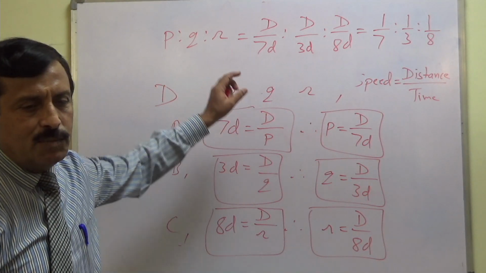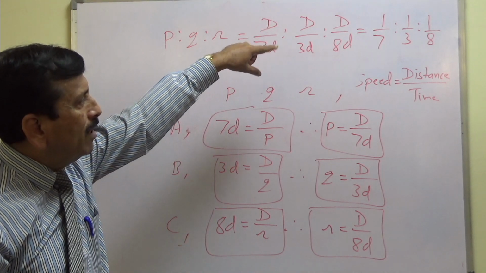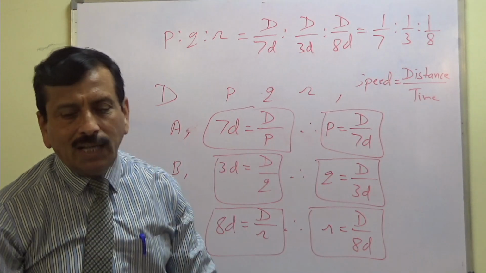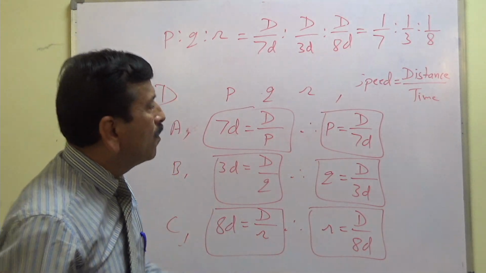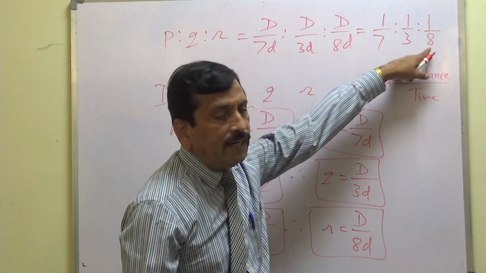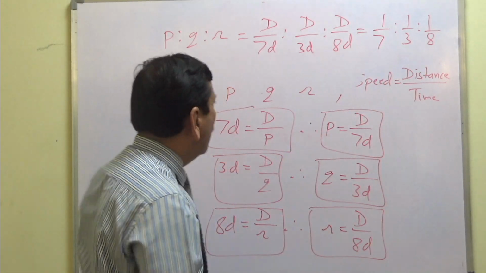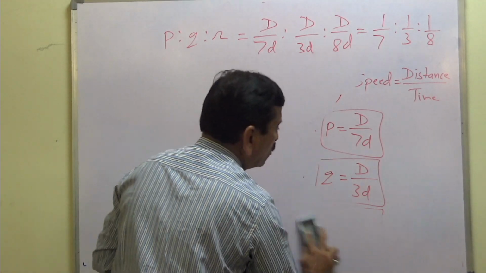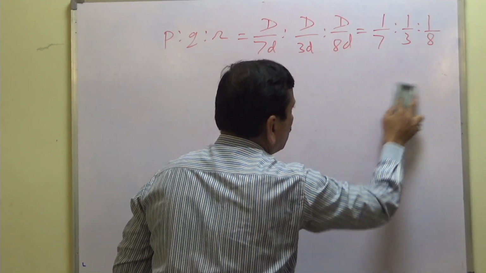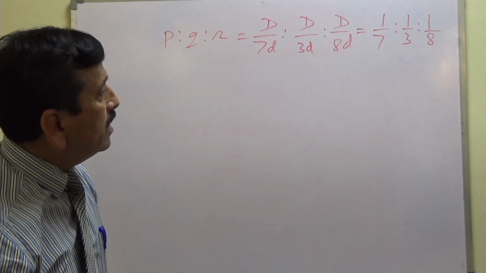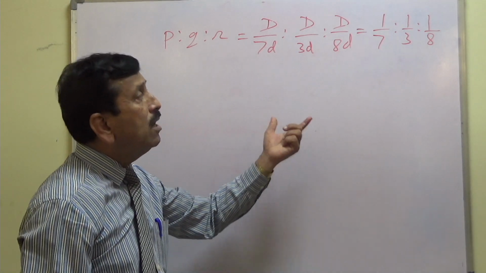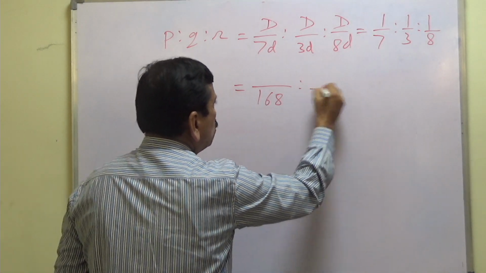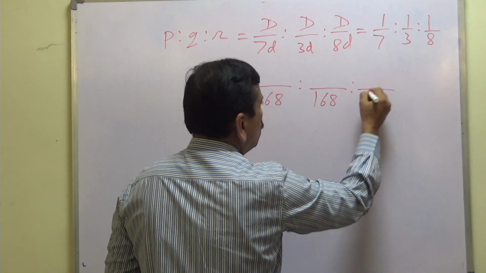So simply the times are proportional to 1 by 7, 1 by 3 and 1 by 8. Now try to find the LCM of this. There is nothing common in 7, 3 and 8, so the LCM will be their simple multiplication. We try to express the same thing in terms of their multiplication. 7 into 8 is 56, 56 into 3 is 168. So I say that this is 168 is to 168 is to 168.